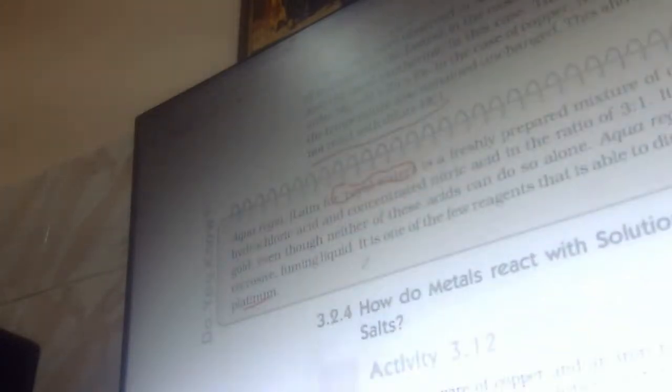Aqua regia, royal water. Concentrated HCl and concentrated nitric acid, three to one, dissolve gold. Aqua regia, royal water. Platinum also.